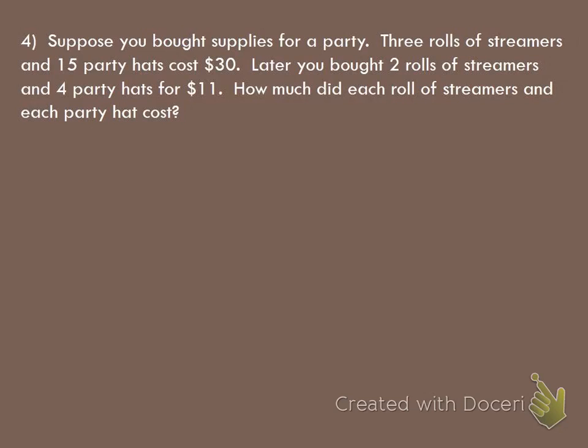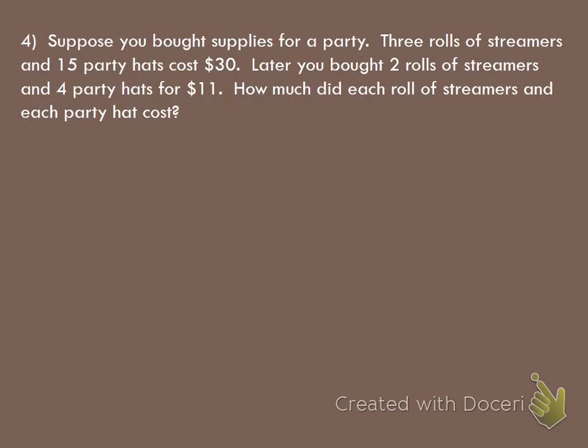So suppose you bought supplies for a party, 3 rolls of streamers and 15 party hats. The first trip that you went cost you $30. Then you went back and bought 2 more rolls of streamers and 4 party hats for $11. So how much did each roll of streamers and each party hat cost? Well, yes, I understand that when you go shopping for these things, the store will tell you how much each of these cost. But again, we're trying to use something easier to set up some more difficult stuff later, right?